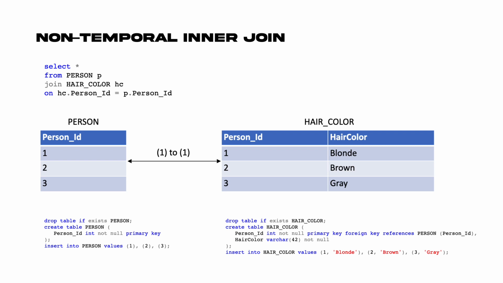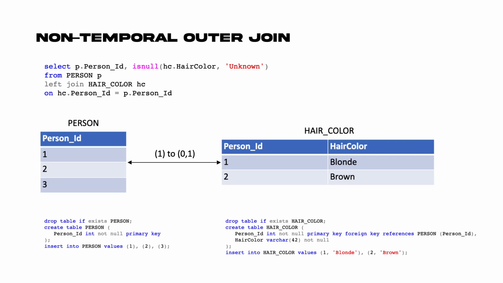And the select query for this, you can see right there. It's quite easy. You just select something from a person table and you join it with the hair color on the key in this case. So it's a primary key in the person table and a foreign key in the hair color table to the person table. So this is something we're all familiar with.